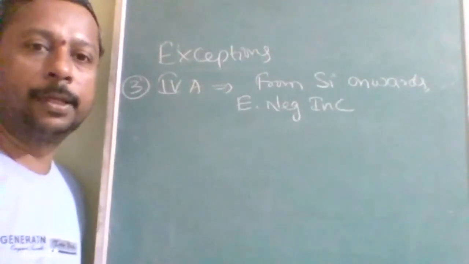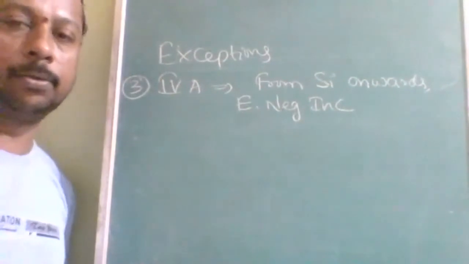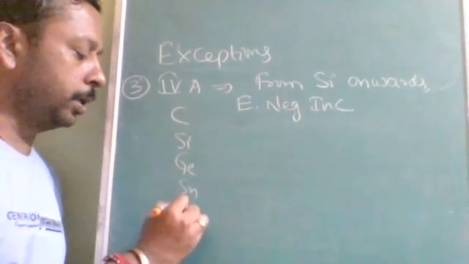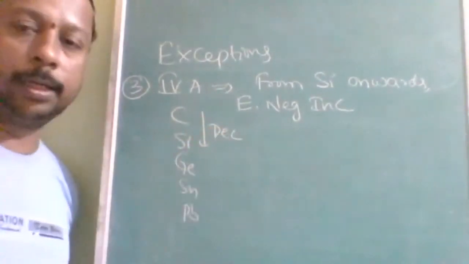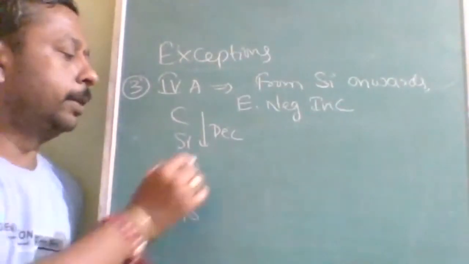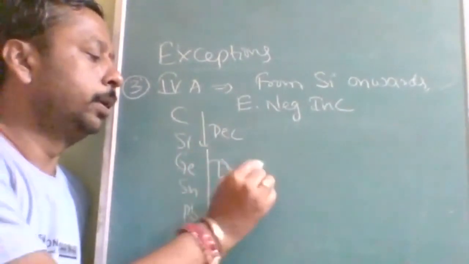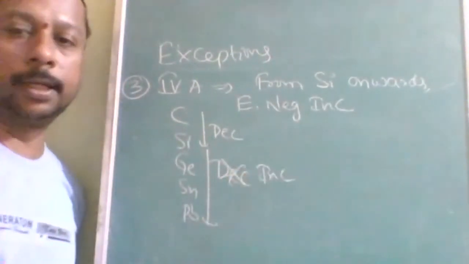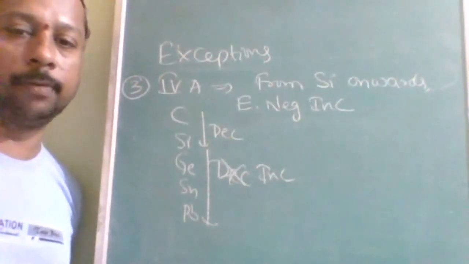The third exception is in the fourth A group: carbon, silicon, germanium, tin, and lead. From carbon to silicon it decreases. There was no abnormality there. But from silicon onwards, instead of decreasing, it is increasing. So this is the third exception. Write down all three exceptions and read them very, very carefully.